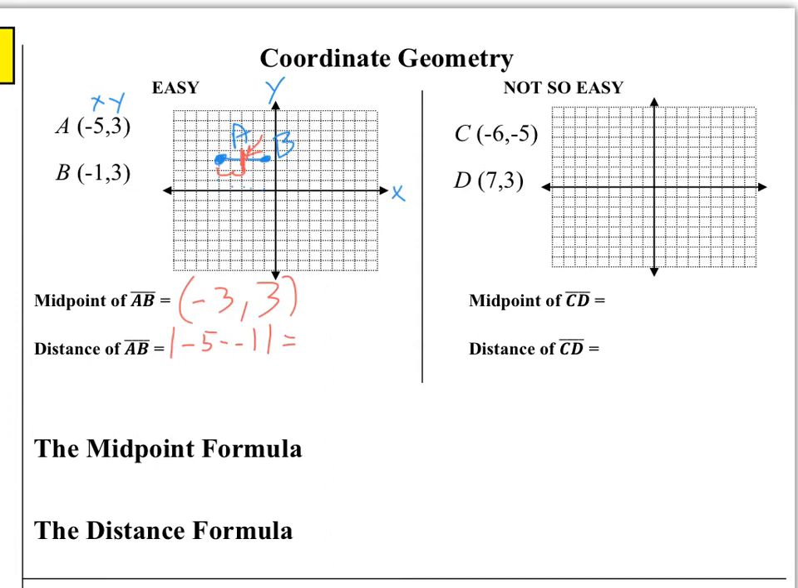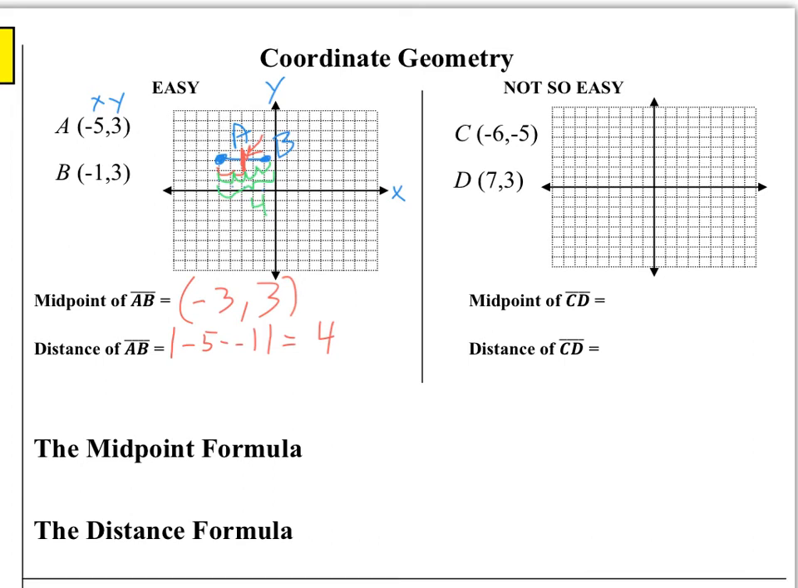So negative 5 minus negative 1 is positive 4. And that's the distance of AB. Or, like I said, we could have just counted. We've got 1, 2, 3, 4. So the entire thing is 4 units long. So that's the easy way for coordinate geometry, but that isn't always doable. Let's look at the next case.